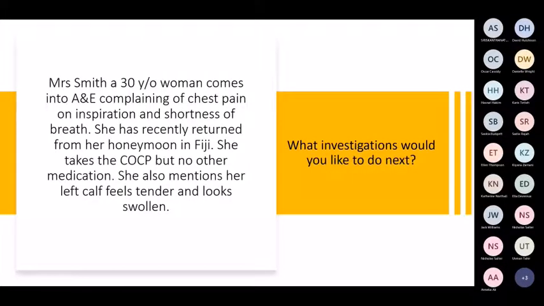So Mrs. Smith is a 30-year-old woman who comes into A&E complaining of chest pain on inspiration and shortness of breath. She has recently returned from her honeymoon in Fiji. She takes the combined oral contraceptive pill, but no other medication. She also mentions her left calf feels tender and it looks quite swollen. So what investigations would you like to do next?